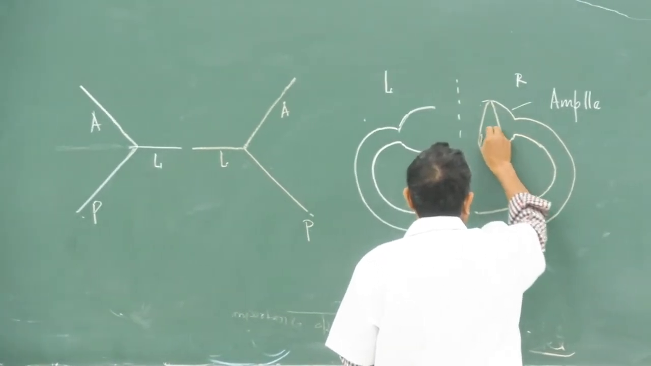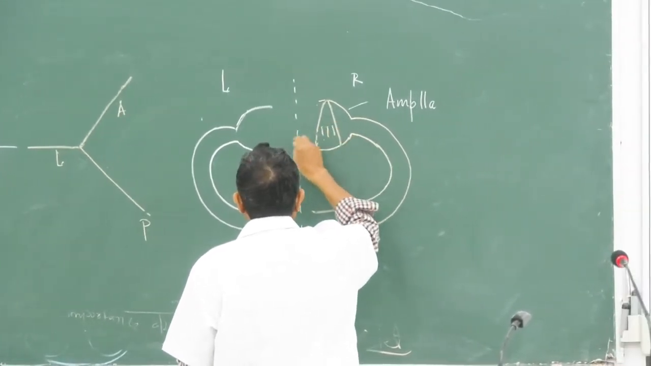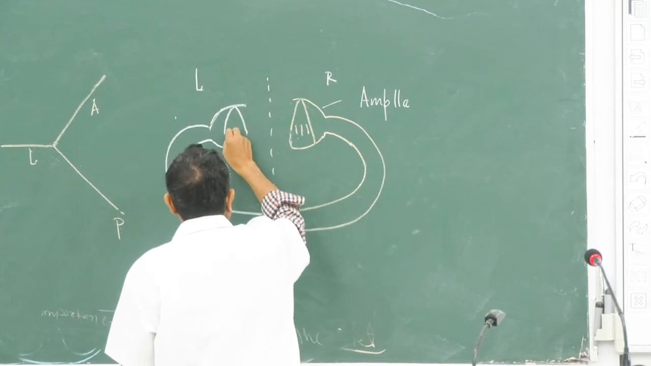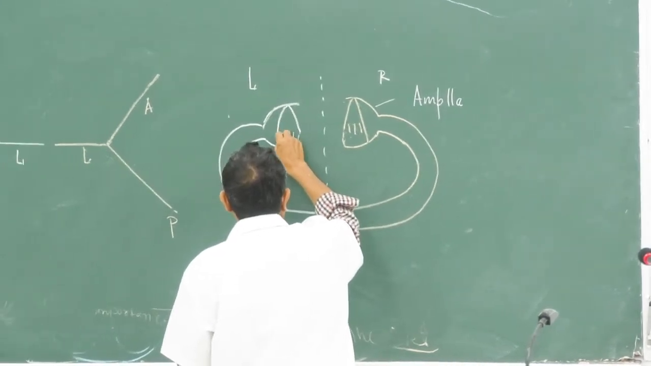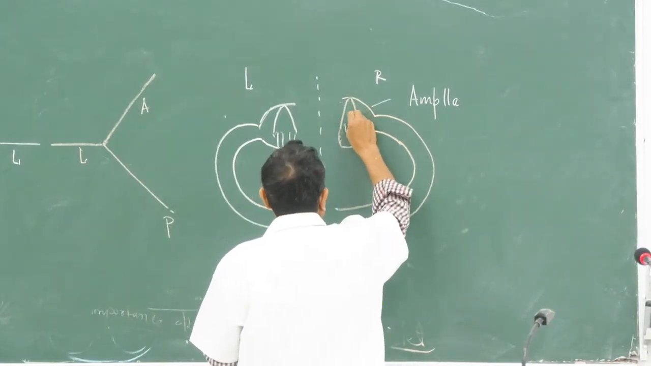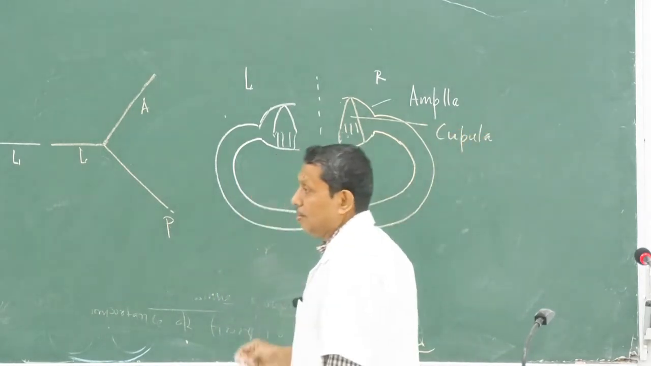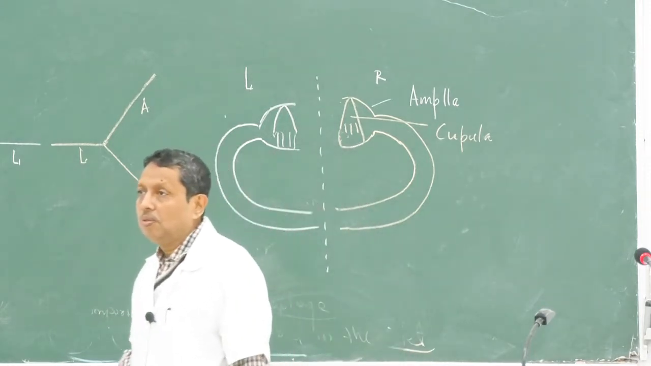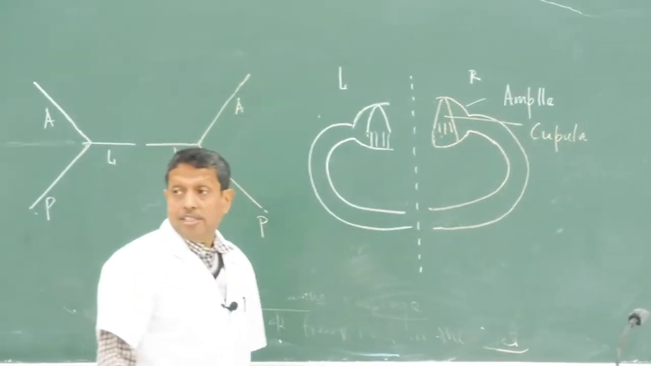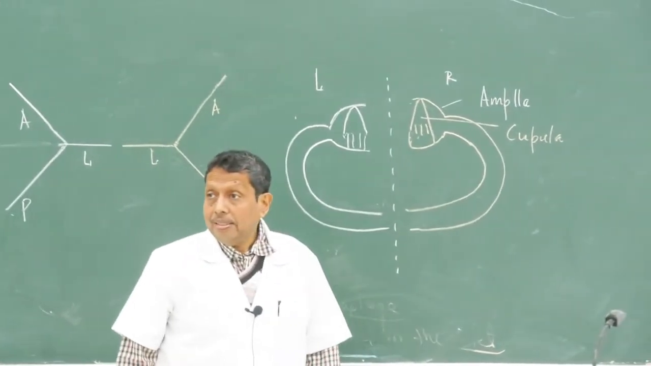Crista ampullaris contains the hair cells and the supporting cells, and there is some structure of this type. It is called cupula, C-U-P-U-L-A. That can move either way. Totally, it is called crista ampullaris. And within this, you see there is the endolymph.